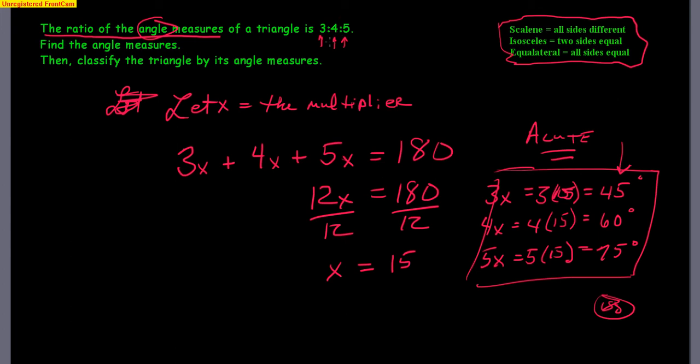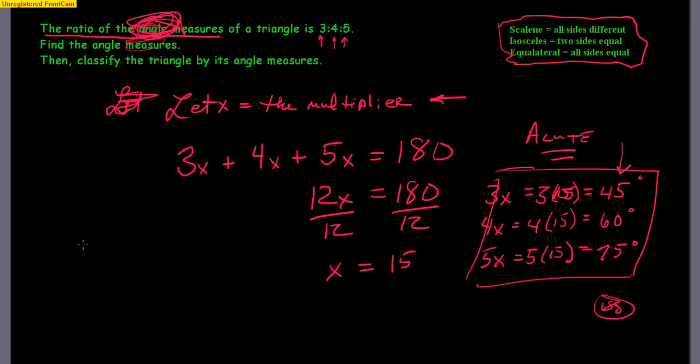But every single time you do it the same way. Let x equal the multiplier every single time. Take each one of these numbers, put it next to x, because you're multiplying it by x. 3x plus 4x plus 5x. It's got to add up to 180 because they're talking about the angles. Then you solve it. You plug that answer into each one of these. Just make sure they add up to 180. You want to make sure you didn't do something wrong there, and you're good to go.